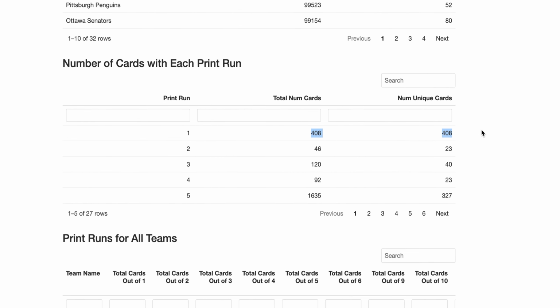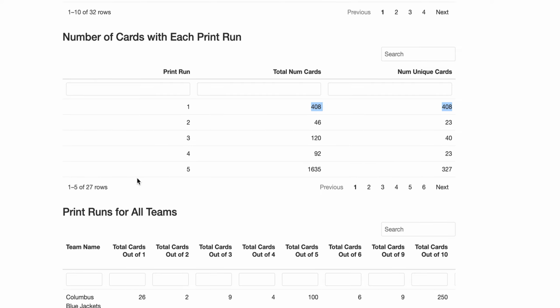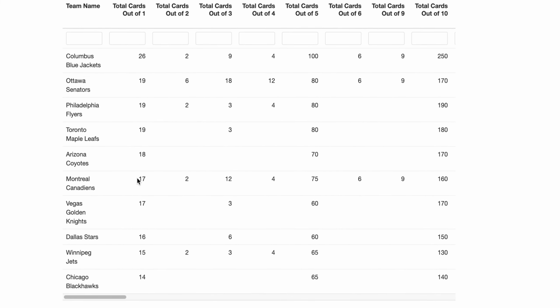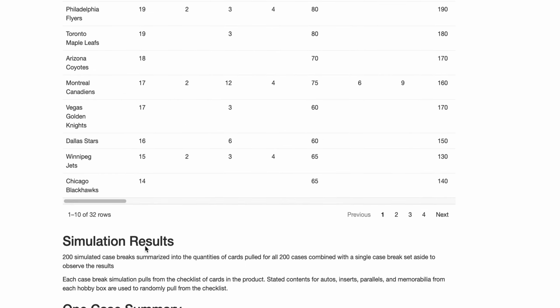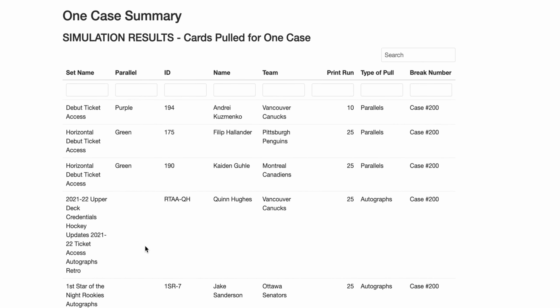They actually are. 408 is a large number for 1-of-1s. There's 408 1-of-1s. But in some products, there's thousands of them. So this is actually not that bad. So 408. 1-of-1s are a little more rare than they usually are. And if you want a 1-of-1, here's the top 10 teams that have 1-of-1s. 26 Blue Jacket 1-of-1s. Keep that in mind. If you're chasing those rare 1-of-1 cards, go for the Blue Jackets.